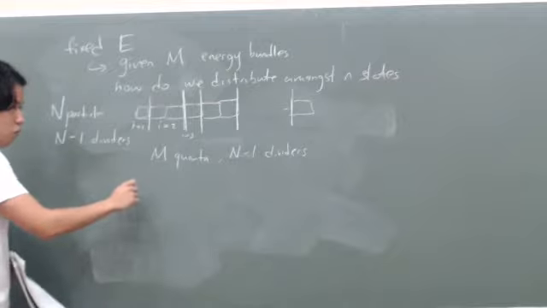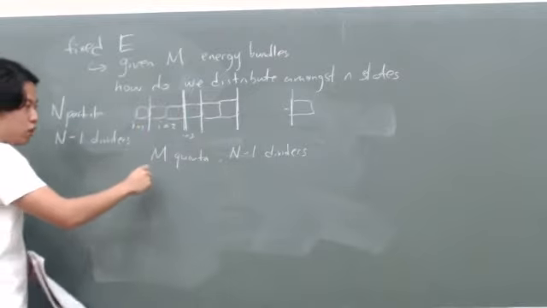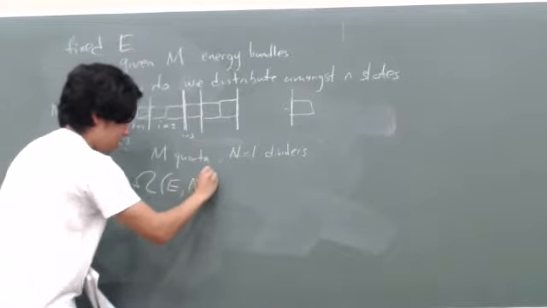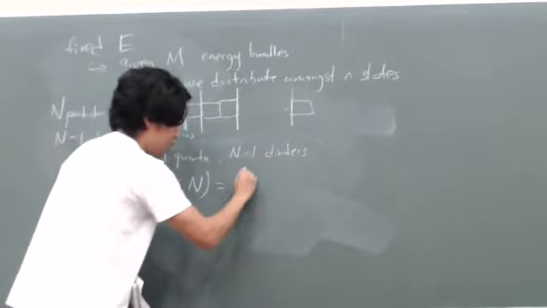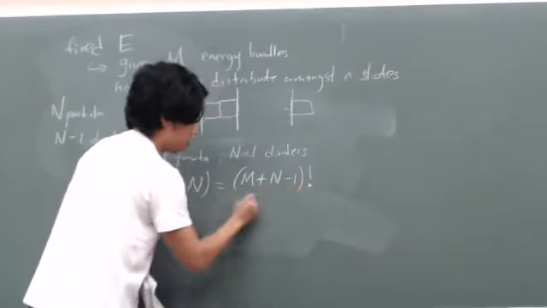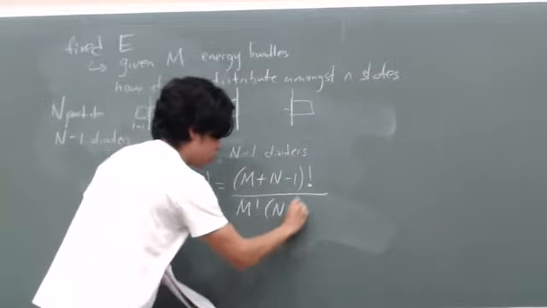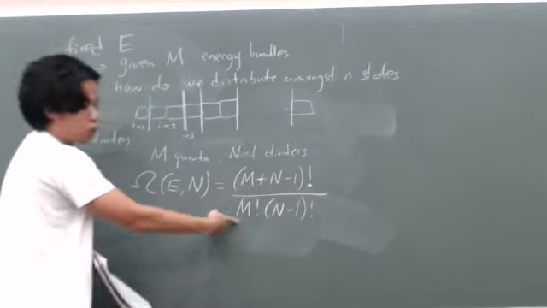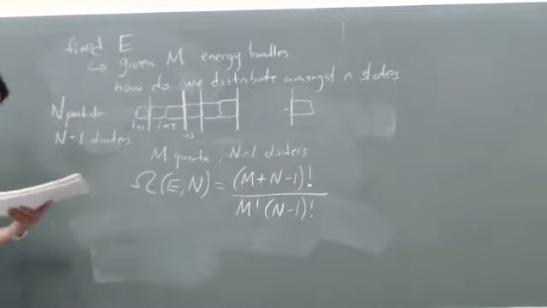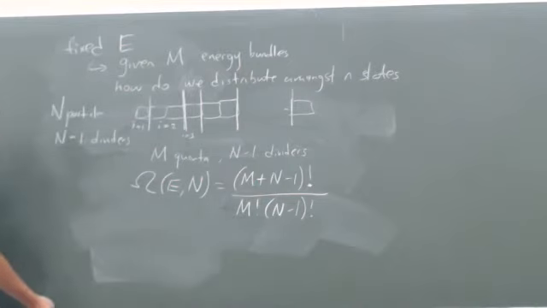So in that case, in total, we can move the bundles and the dividers. So they're both like individual choices. So our total number of choices from microstate omega of E and n number of particles is given by (m plus n minus 1) factorial, divided by m factorial and (n minus 1) factorial. So divided by where we choose to put the bundles and where we choose to put the dividers. Yeah, so that's our expression for omega.